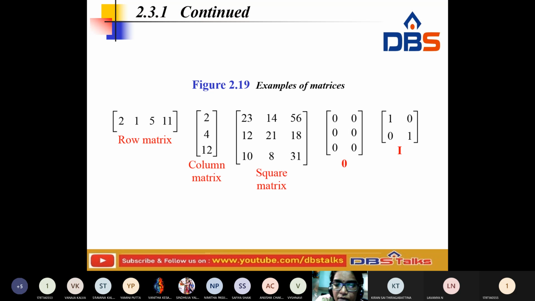These are a few examples of matrices. We can represent only a row, which is a row matrix, and this is a column matrix. This matrix is visible in the form of a square, no? So we can say it is a square matrix. This matrix contains all zeros.